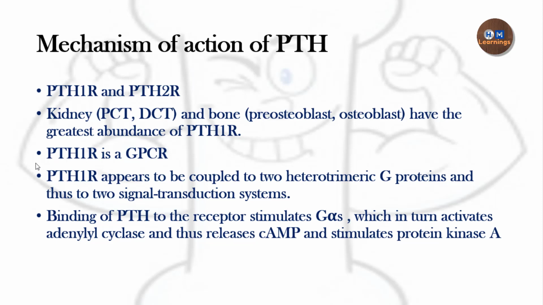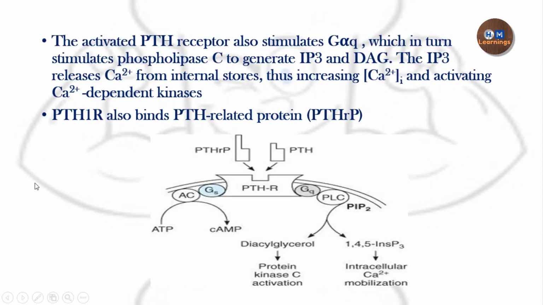It is present on the kidney as well as on the bones, and it is a G protein coupled receptor. I said it is a cell membrane receptor, so it is a G protein coupled receptor. Now here, with this diagram, we can understand what is happening. So forget about the other things. We just talk about the parathyroid hormone: the parathyroid hormone comes and binds to the parathyroid receptor.